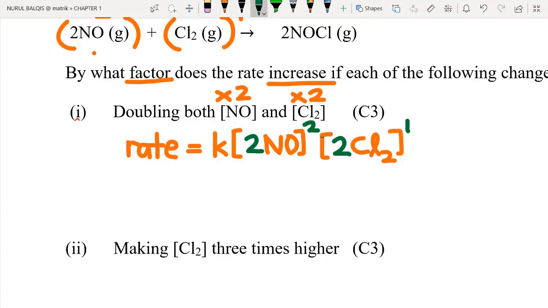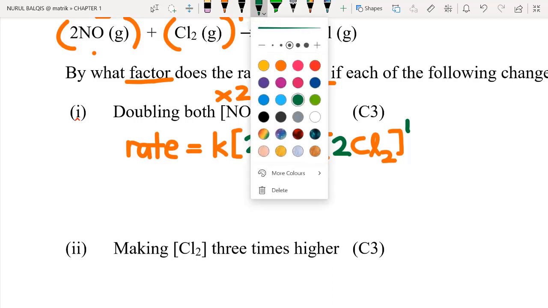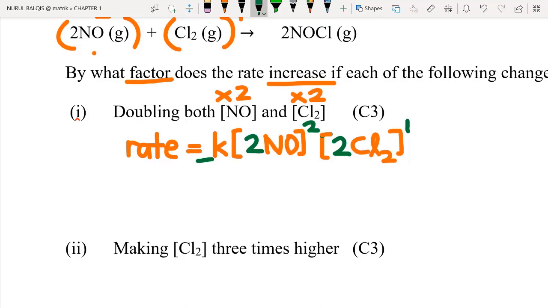When the question asks for the factor that increases the rate, you need to take all these numbers, multiply them with the power, and bring all the numbers you have calculated to the front. Now we know that 2NO is raised to the power of 2, so 2 to the power of 2 gives you 4. So from here, you're going to get 4NO squared.